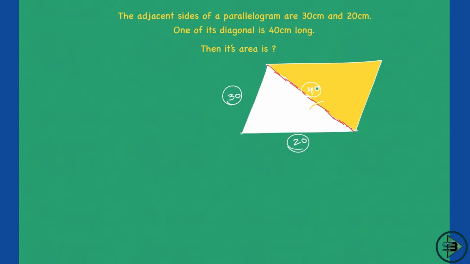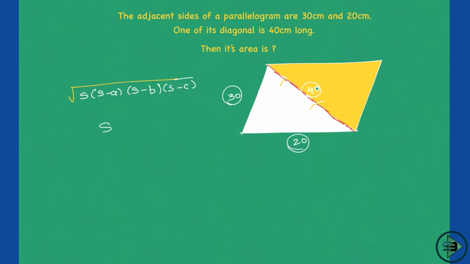So I need to know just the area of this white triangle, and I'll double this and I'll get the area of the parallelogram, because the area of white will be equal to the area of yellow, and area of white plus yellow is the area of the parallelogram. So let's find out how I can find the area of this white triangle. Three sides are given. How can you find the area of a triangle? Now we know the formula, Heron's formula: square root of s into s minus a into s minus b into s minus c. That will be the area of this triangle.